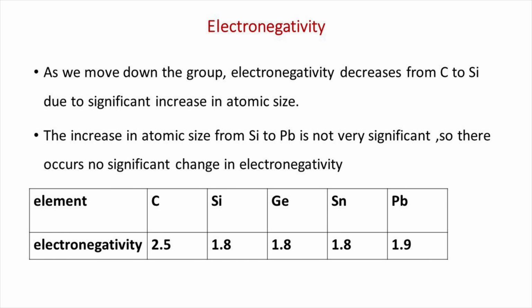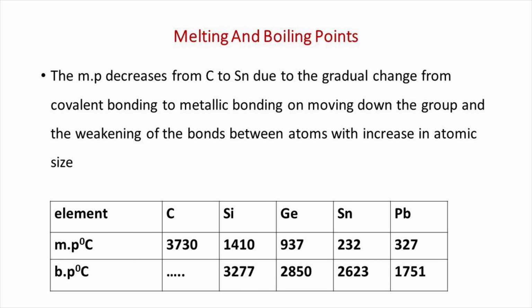As we move down the group, electronegativity decreases from carbon to silicon due to significant increase in atomic size. The increase in atomic size from silicon to lead is not very significant, so there occurs no significant change in electronegativity. Due to smaller size and higher ionization energies, the elements of group 14 are slightly more electronegative than corresponding group 13 elements. The next general property is melting and boiling points.